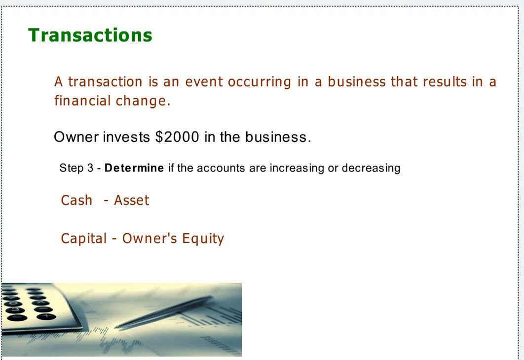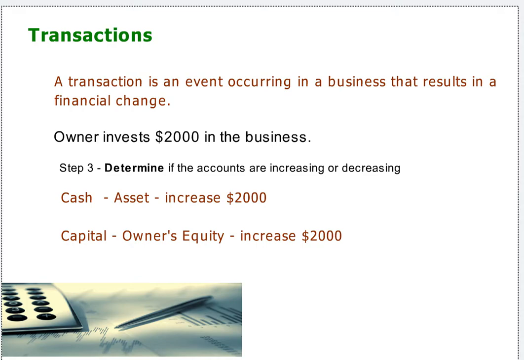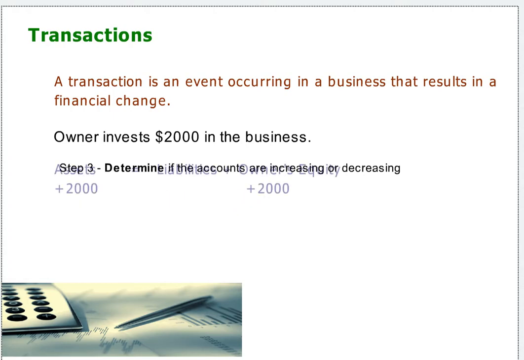Step 3 is to determine whether the accounts are increasing or decreasing. In this case, cash, the asset, is increasing by $2,000. Capital, the owner's equity account, is increasing by $2,000.